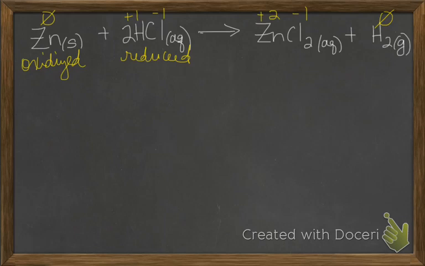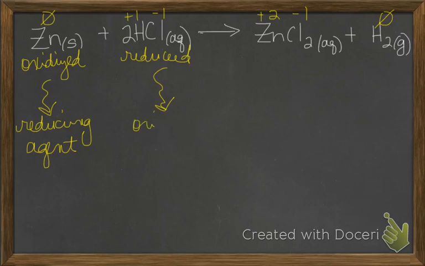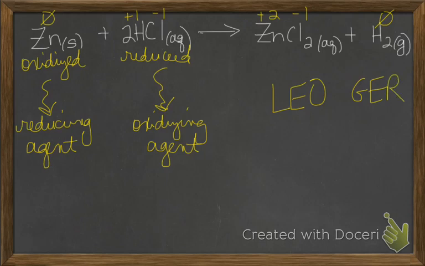Now, zinc was oxidized. Whatever is oxidized is known as the reducing agent. Because it's the agent, it's the substance that helps something be reduced. Whatever is reduced is known as the oxidizing agent. Because it's the substance that helped, in this example, it helped zinc be oxidized. So a lot of people think oxidation and reduction is confusing. Remember LEO GER. Lose electrons oxidized. Whatever is oxidized is the reducing agent. Gain electrons reduced. Whatever is reduced, that is your oxidizing agent.